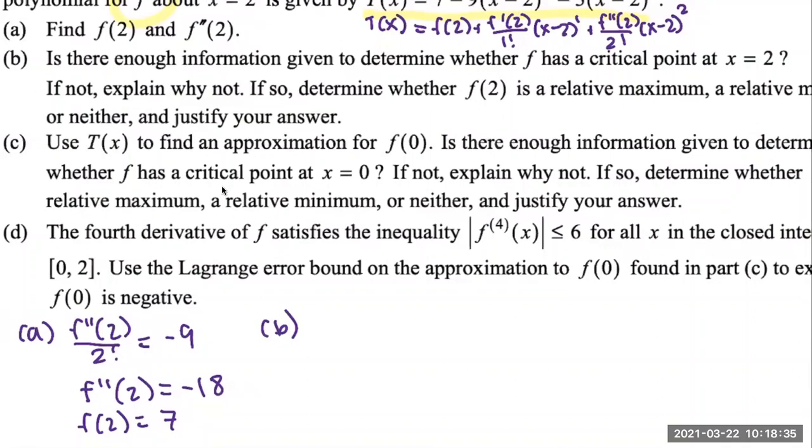What does that mean? What has to be true? If there's a critical point at x equals 2, what would have to be true? Go ahead and type that into the chat. Good. Okay, so we've got that if it is a critical point, f prime of 2 has to be equal to 0. The first derivative at 2 would have to be equal to 0.